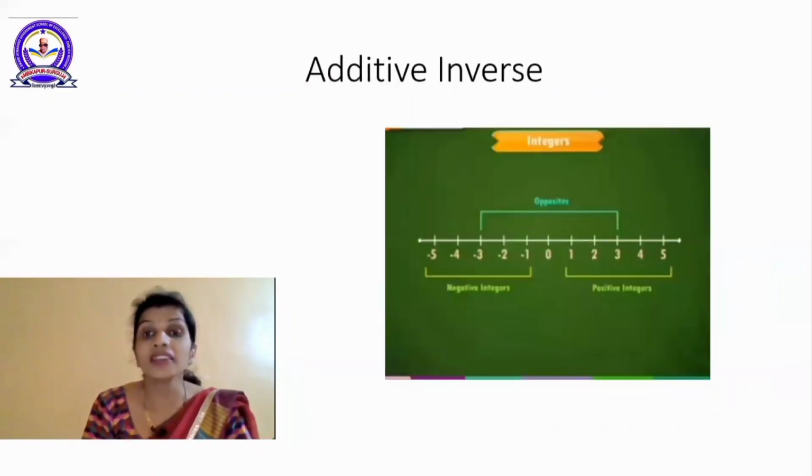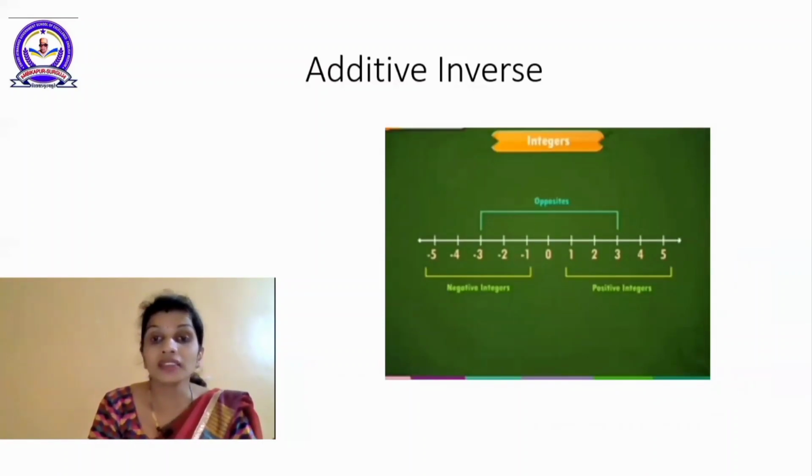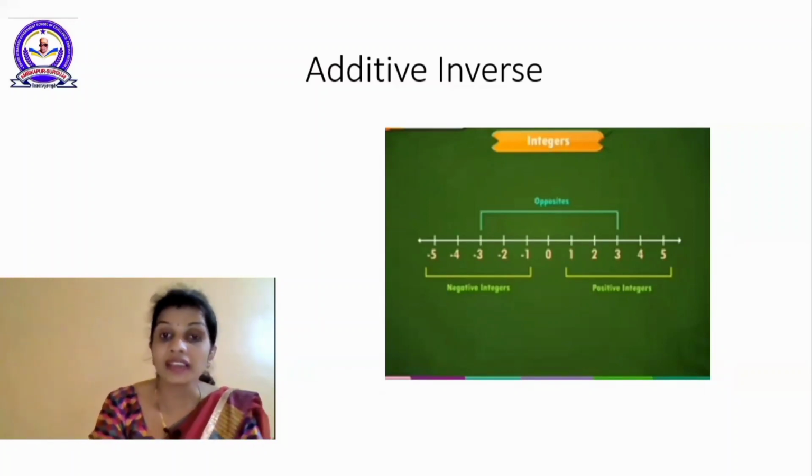Now, we will see it on the number line. I have shown here that 0 is in the middle, the positive numbers are on the right side, and the negative numbers are on the left side. As we move from left to right, the numbers go on increasing. You will see that these numbers are just opposite to each other. -3 is just opposite to 3, and -2 is just opposite to 2. This is also known as the additive inverse. What do we call it? Additive inverse.